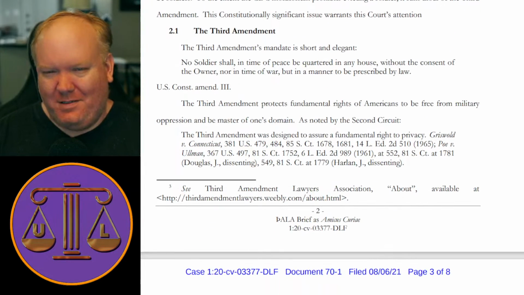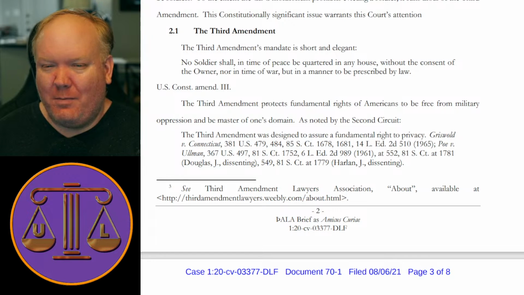The Third Amendment states the following. No soldier shall in time of peace be quartered in any house without consent of the owner, nor in time of war, but in a manner prescribed by law.